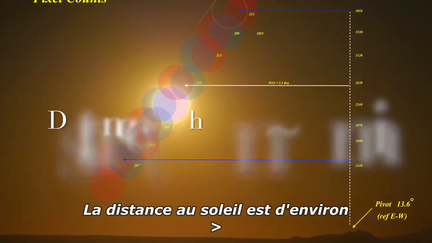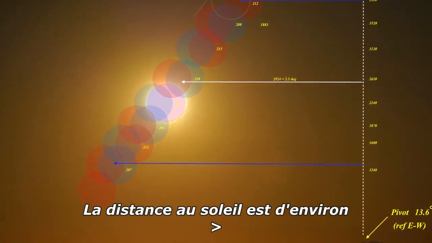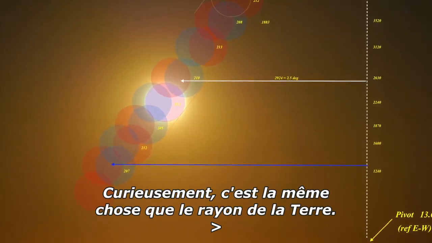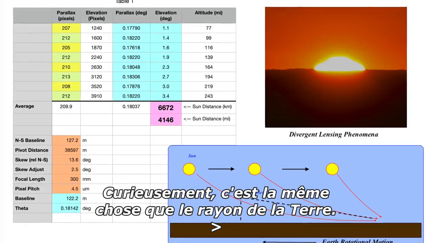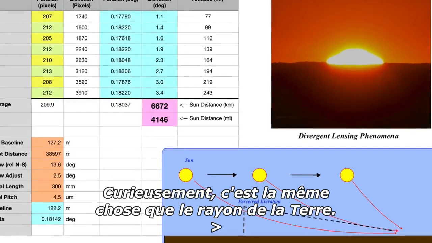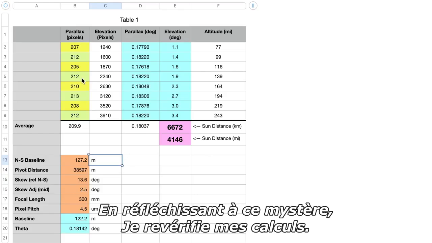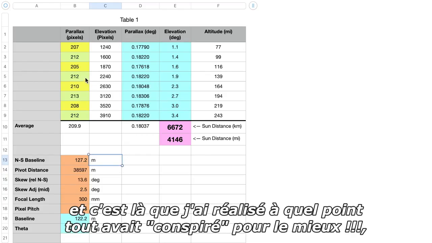The distance to the sun came out to about 4,000 miles, folks. Curiously, same as the radius of the Earth. What is going on? As I pondered the mystery, I double-checked my calculations, and that's when I realized how everything had conspired together for good.